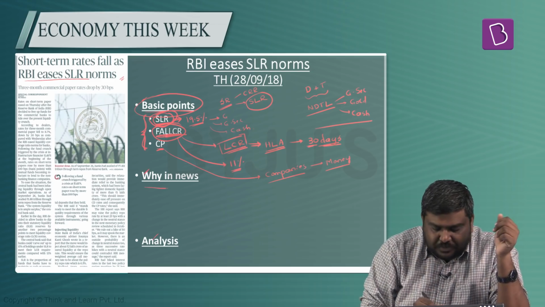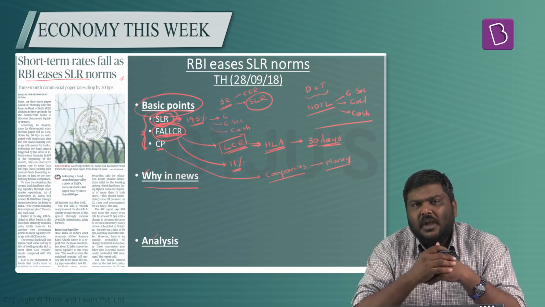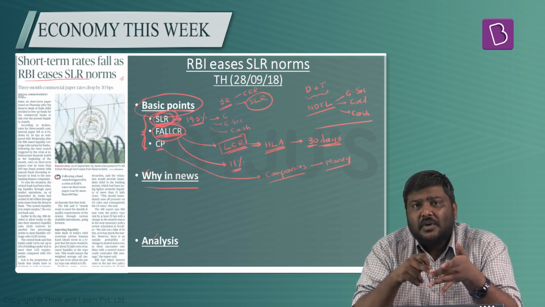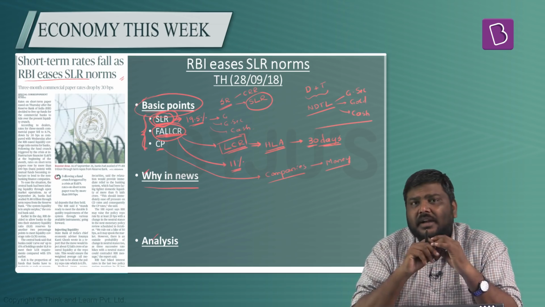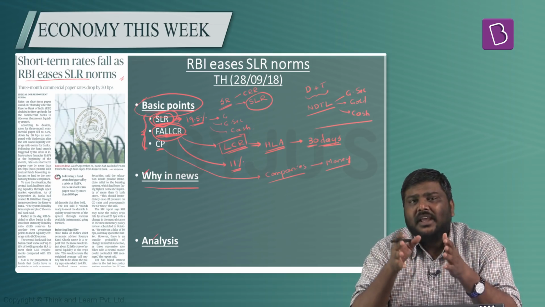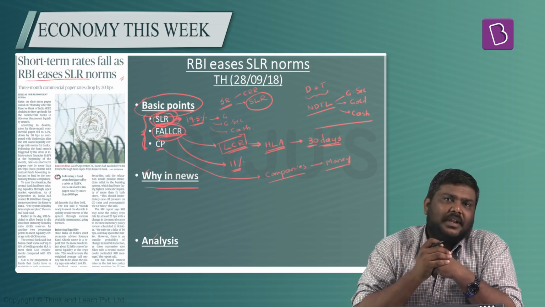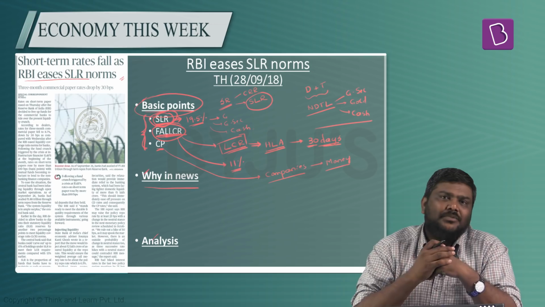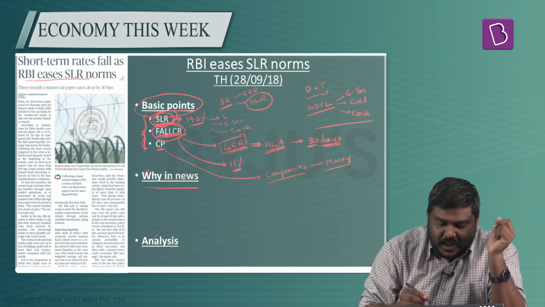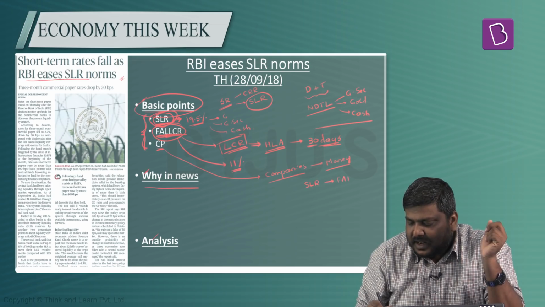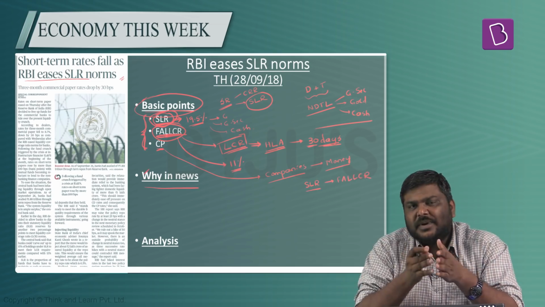Now, why was this particular issue in the newspaper? In recent times, because of the IL&FS issue, because of the outflow of FPI from the market, and because of various other issues, there has been a huge liquidity shortage in the Indian market. To ensure sufficient liquidity in the market, RBI has very recently relaxed SLR norms under FALLCR. Now, what is this particular issue?